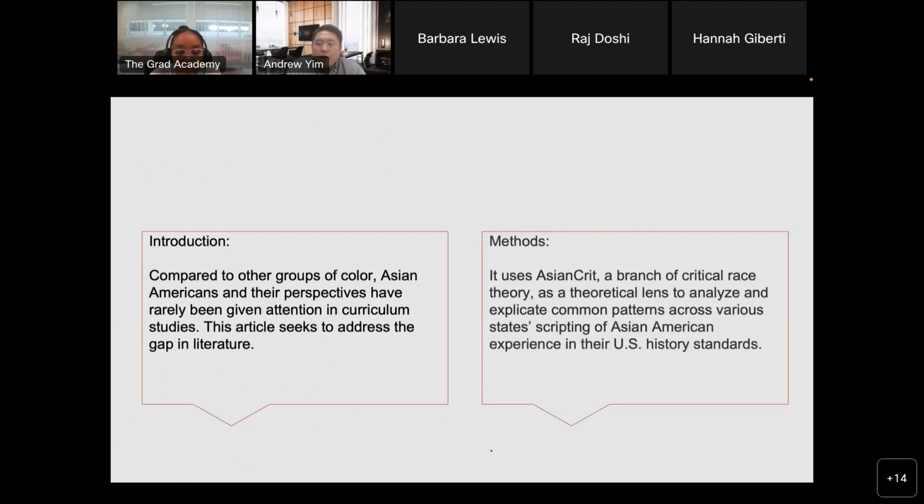Then moving on to methods, they identify this idea called AsianCrit, or Asian critical race theory, and they give a little background about it. It's a lens to examine and explicate common patterns across various states' scripting of Asian American experiences in US history standards. So now I start to understand that AsianCrit is a methodological tool we can use to examine Asian American experiences throughout US history.